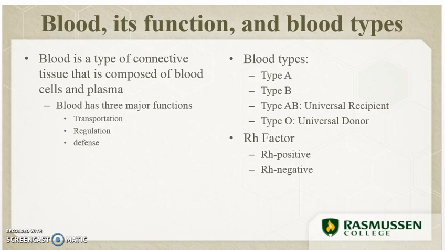To help with regulation, your blood actually helps to regulate your body temperature by absorbing heat. It also helps the body regulate the pH balance of the body. And finally, with defense, your leukocytes, or white blood cells, actually defend the body against pathogens such as bacteria or viruses.